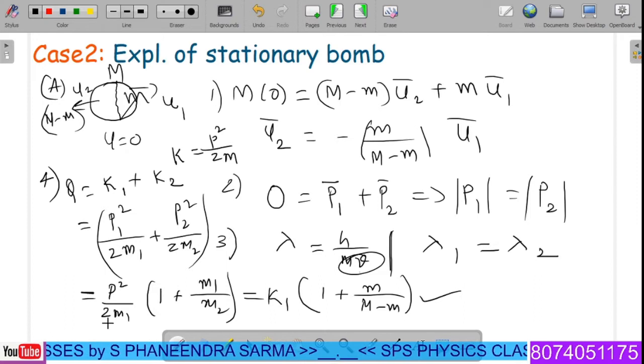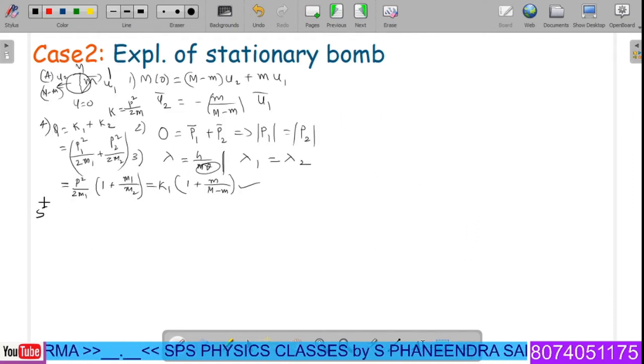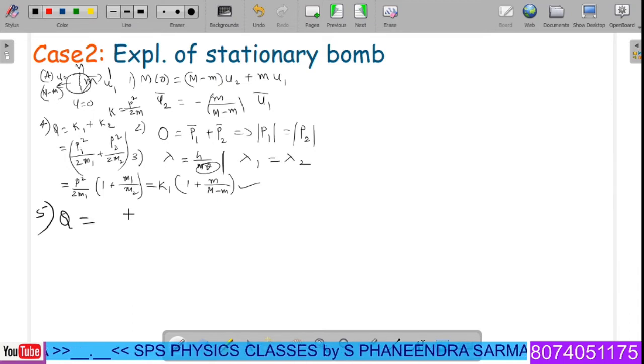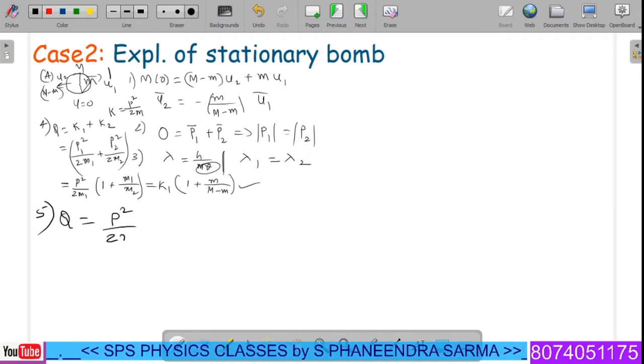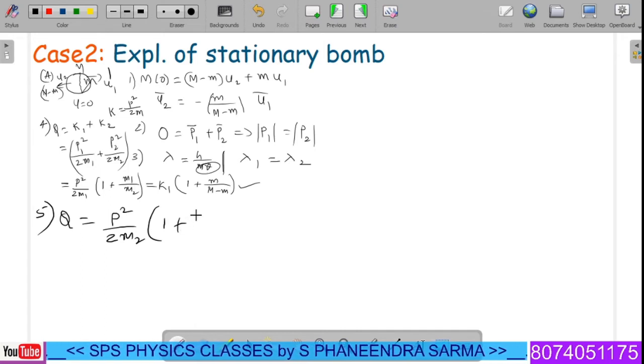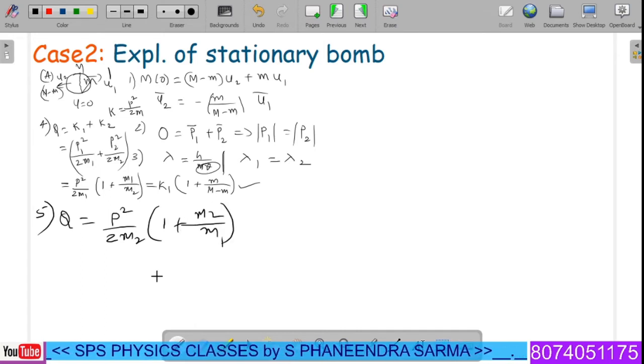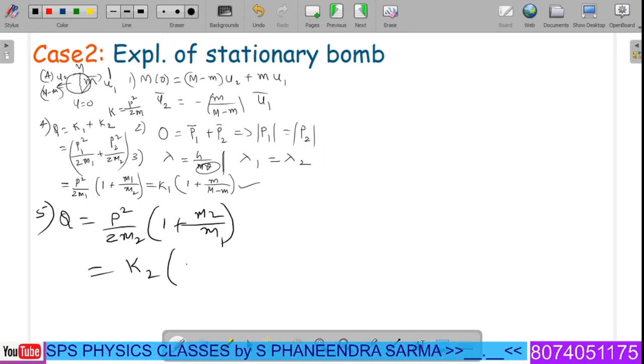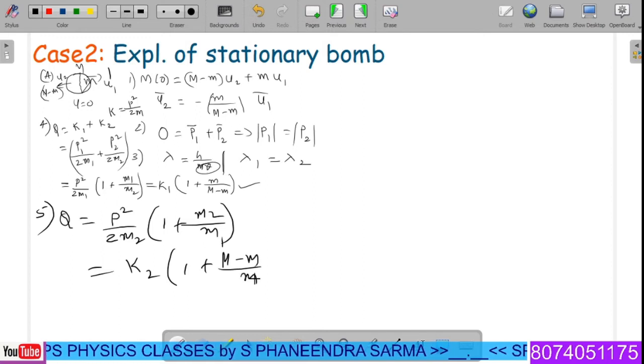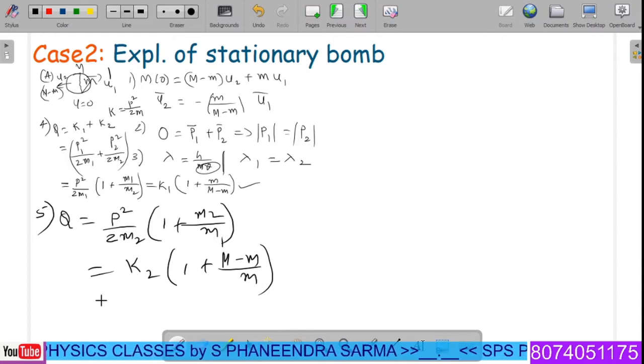Similarly, if kinetic energy of the second object is given, how can we proceed? Let us explore the second case, fifth point. Suppose I need Q of the reaction in terms of the second. So Q is equal to, up to here it is the same. When you take P square by 2M2 as common, you can write down 1 plus M2 by M1. P square by 2m is called the kinetic energy of the second object. 1 plus capital M minus small m by m. So depending on the problem, you have to alter or modify this particular equation.